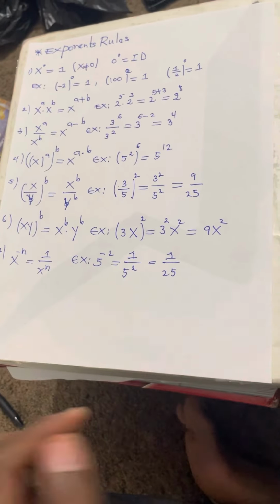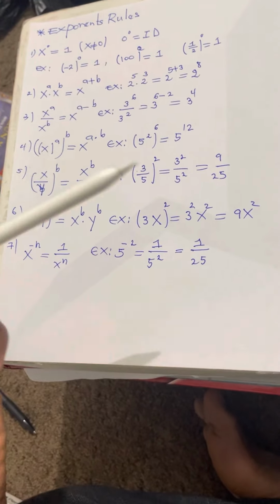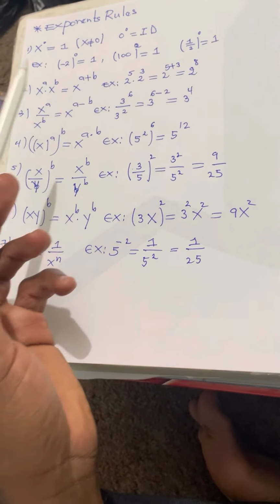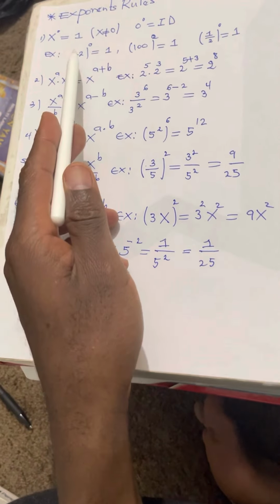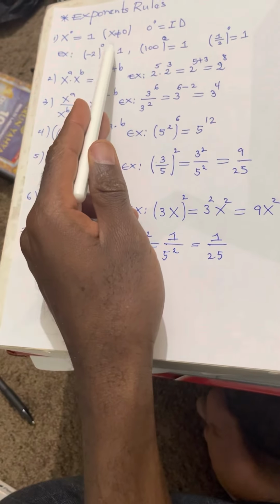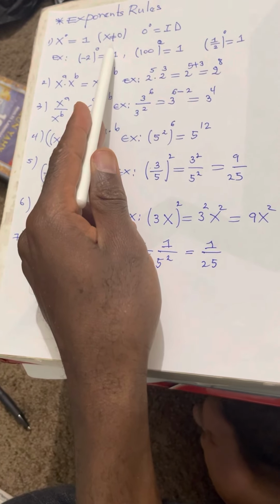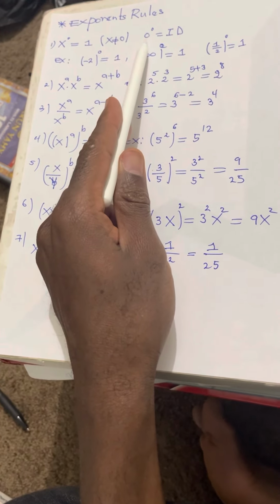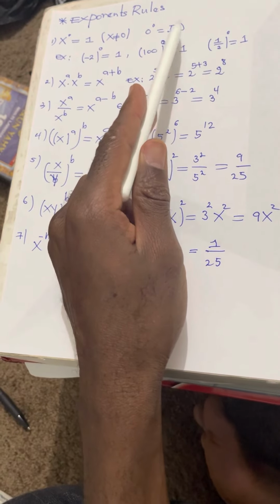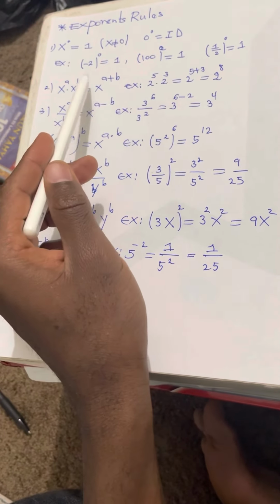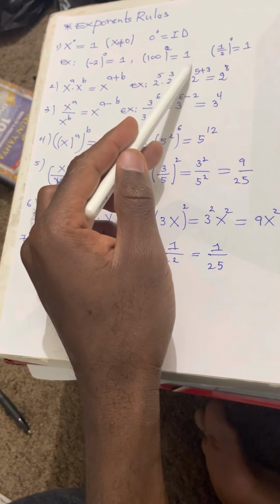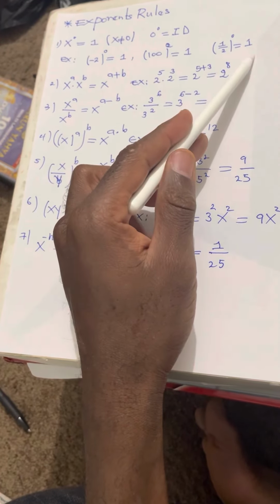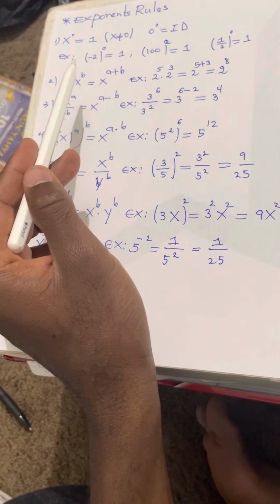All right. Now let's talk about the exponent rules, since we used them. Anytime you have x to the power 0, anything to the power 0 is equal to 1, since we have to make sure that x must be different than 0. If x is equal to 0, we have 0 to the power 0, which is undefined. For example, negative 2 to the power 0 is 1. 100 to the power 0 is 1. 1/2 to the power 0 is 1. Anything to the power 0 equals 1.